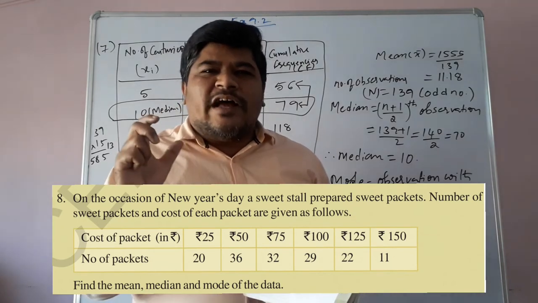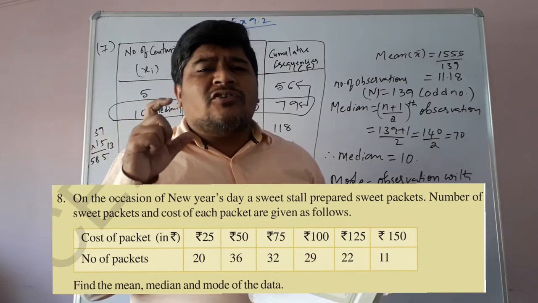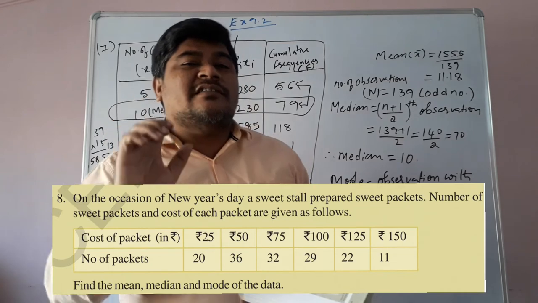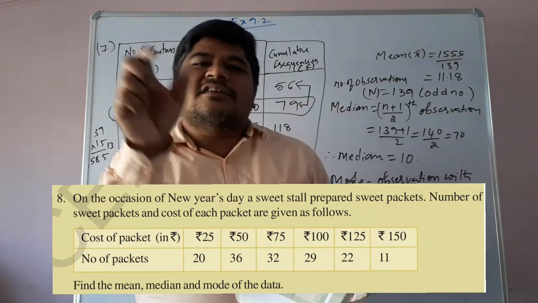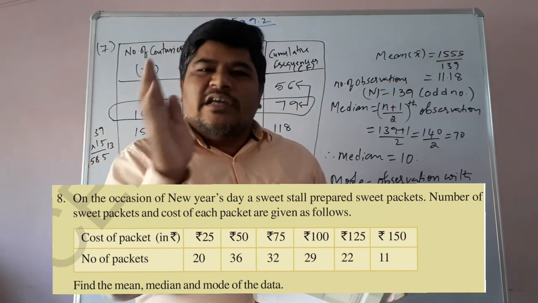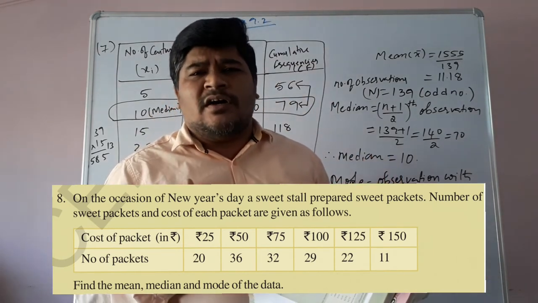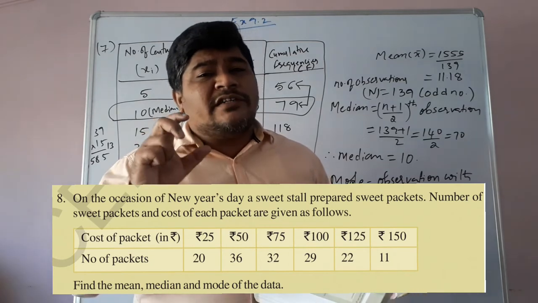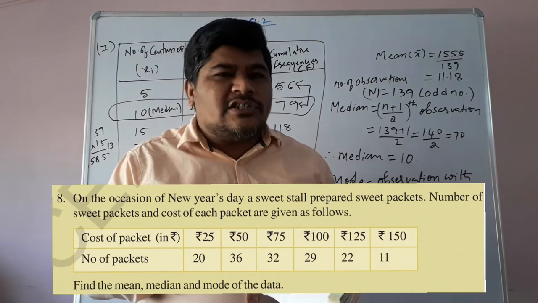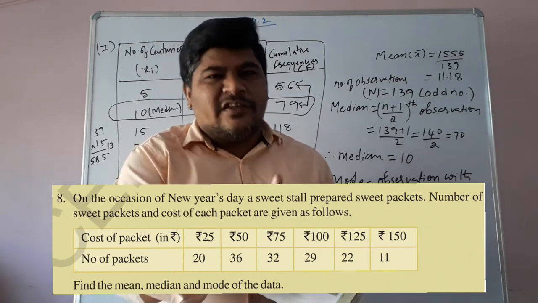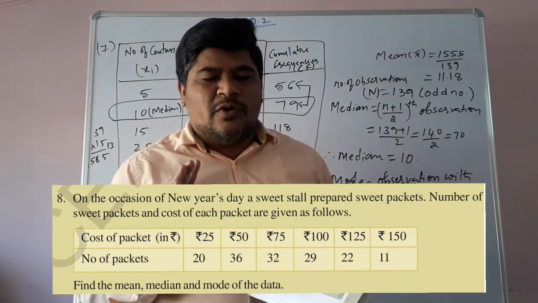After getting that number, children, average or n plus 1 by 2 observation, we have to check between which two cumulative frequencies it lies. Then the class interval or row related to the higher cumulative frequency is the median class. That is the median row. In that, whatever the observation is, that is our median. Okay, and mode is very simple, children. Among all these, mode is the observation with the maximum frequency. Let's see the frequencies: 20, 36, 32, 29, 22, 11. So here, what is the highest number? 36. The related observation is 50. That is the mode. Mode is very easy to find.